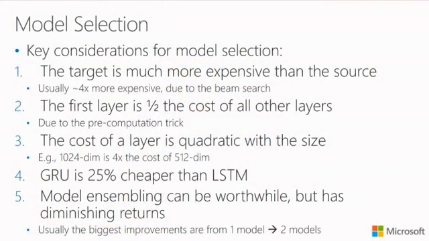So when we're trying to figure out what models to actually use, there's a couple things that you want to keep in mind given all these optimizations we talked about. So one is that the target layer is much more expensive than the source layer because of the beam search. The first layer is half the cost of all the other layers because of the pre-computation trick. The cost of layers is quadratic. So like, a 1024 dimensional layer is 4 times the cost of a 512 because it's a 1024 by 1024 matrix instead of 512 by 512.